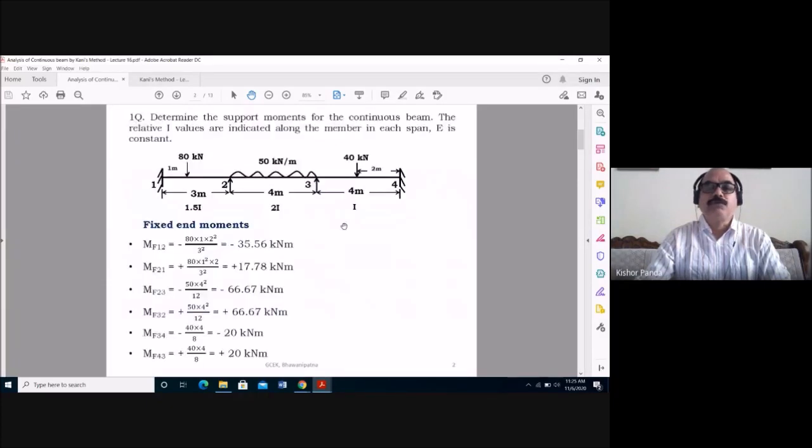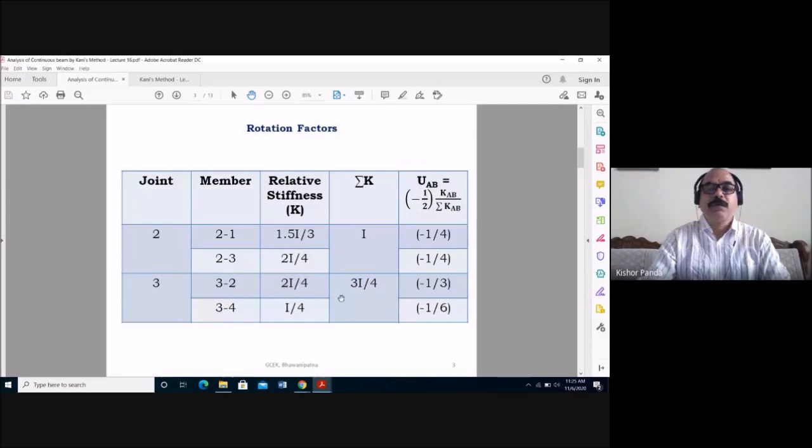Similarly, for this one, you have to find out the rotation factor of 3-4. So for 3-4, U34 is equal to minus half K34 divided by K3. Here K34 is this one and K3 is this one. You have to find out this value. So minus half into I by 4, the relative stiffness of the member, divided by the relative stiffness of joint 3, so 3I by 4. After this, you will get this value.